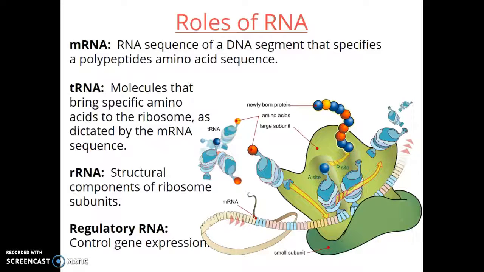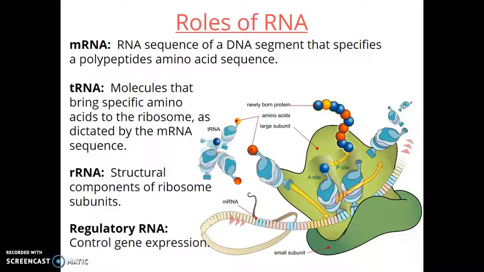So just a couple of the roles of RNA. We have mRNA. mRNA is an RNA sequence of DNA that'll specify specific amino acids. So this is what's going to basically be the copy of DNA, kind of like a photocopy.